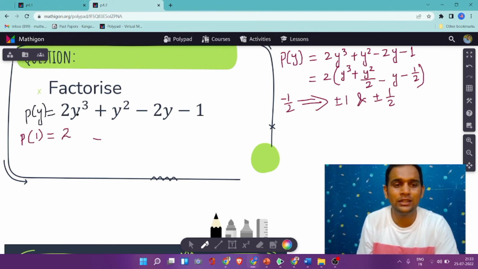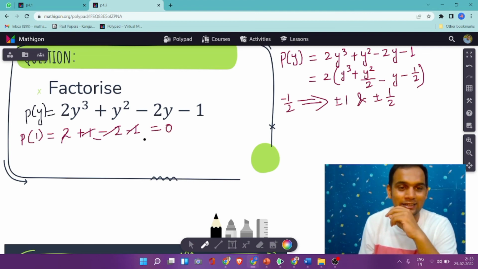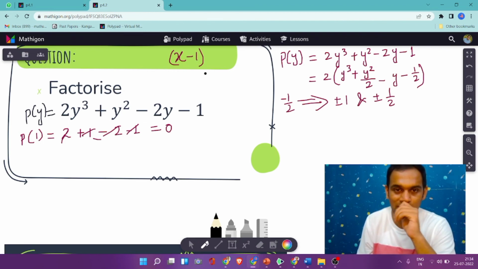So 2, 1 cube is 1, so 2 plus 1 square is 1. Then 2 times 1 is 2 minus 1. So 2 minus 2 is 0, 1 minus 1 is 0. So I got the value very, very directly. So that gets P of 1 equals 0. That means the first factor is x minus 1. What is the next step?